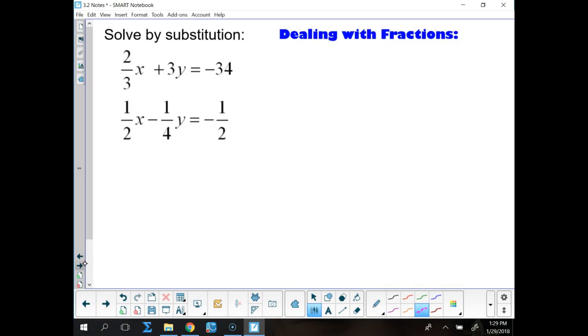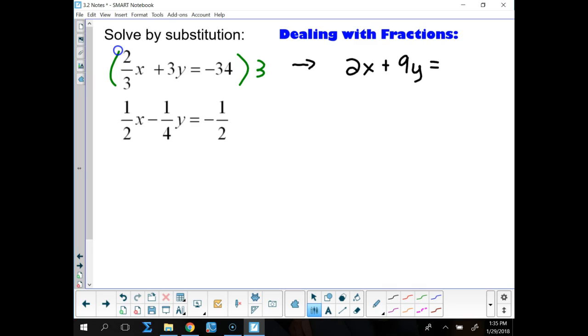Try that one. So if you don't like fractions, you gotta get rid of them. So I'd multiply this whole thing here by, actually let's do it in green. I'd have to multiply this whole thing here by 3. So that's going to give me then 2x plus 9y equals -102.